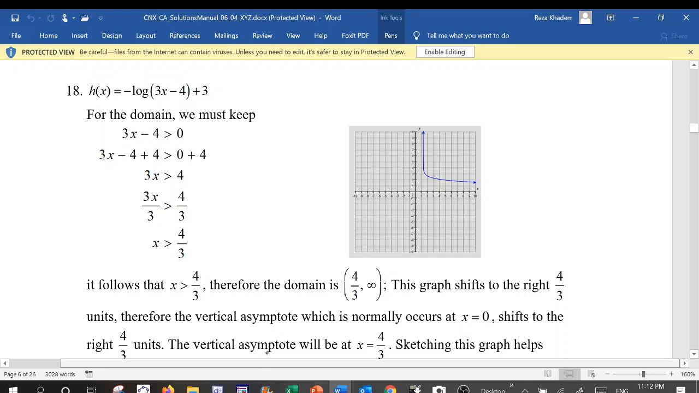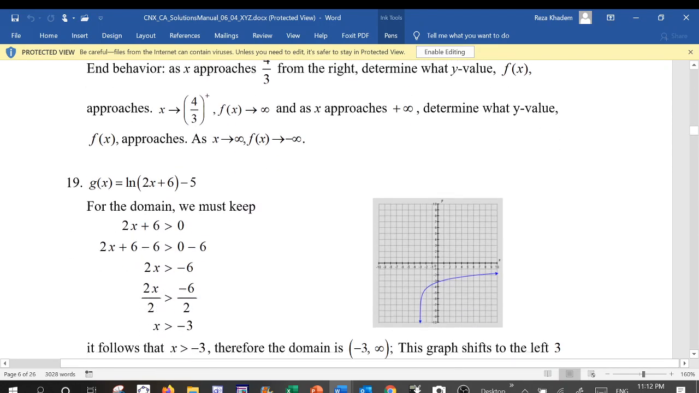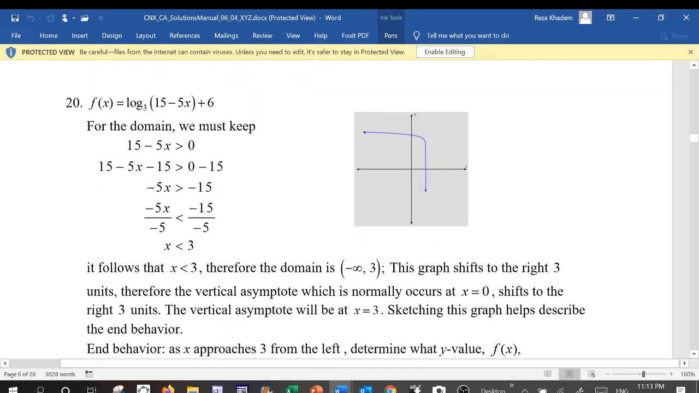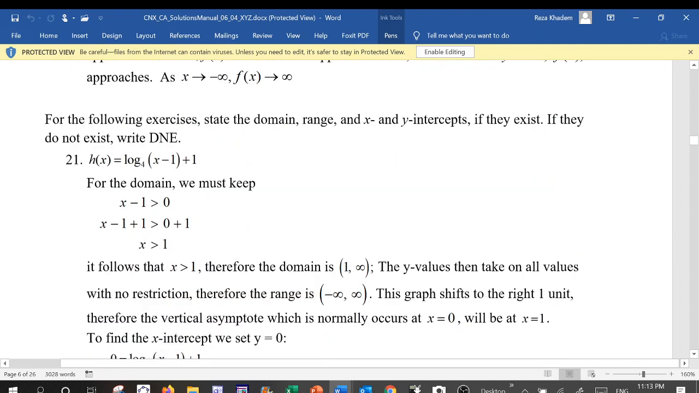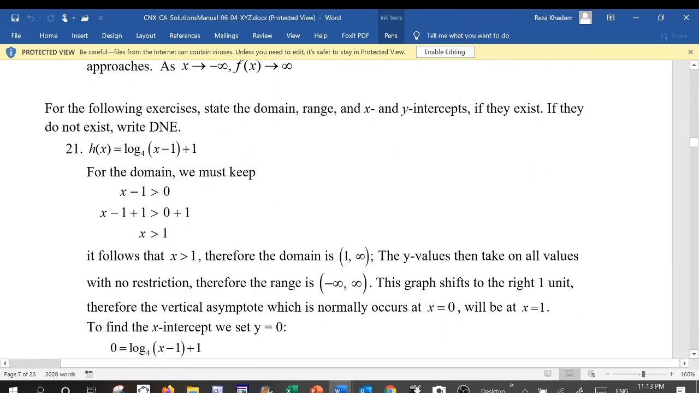So let's see what else we can do here. State the domain, range, and x and y intercept if they exist. If they don't exist, write do not exist. Okay, so let's do that.